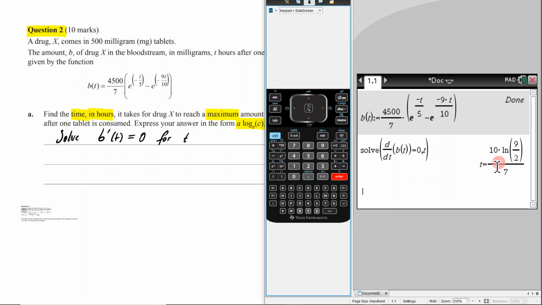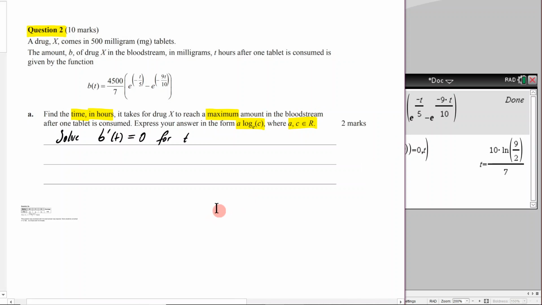And you might be thinking to yourself, well, how do we know this is a maximum? Can it be a minimum? If you wanted to double check, I think the quickest way is to graph it. But just so you know, this is my final answer. So let's write down what it is. I'm going to say that t is equal to, and this could be written as 10 over 7 log e 9 on 2.